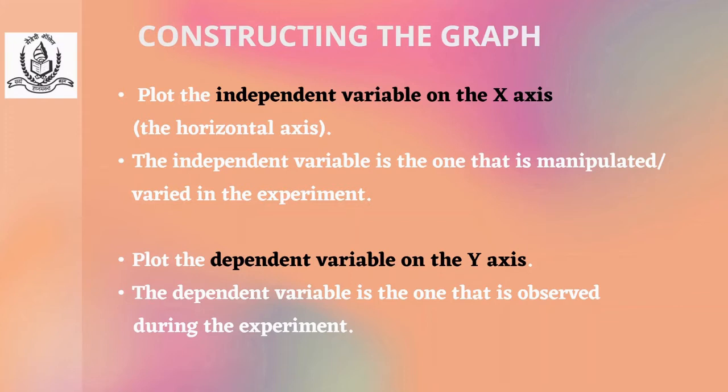While constructing the graph, how do we decide what variable to place where? Usually, the independent variables are plotted on the x-axis or the horizontal axis. The independent variable is the one that we are manipulating or varying in the experiment. The dependent variable is plotted on the y-axis, which is the variable we will be observing during the experiment.